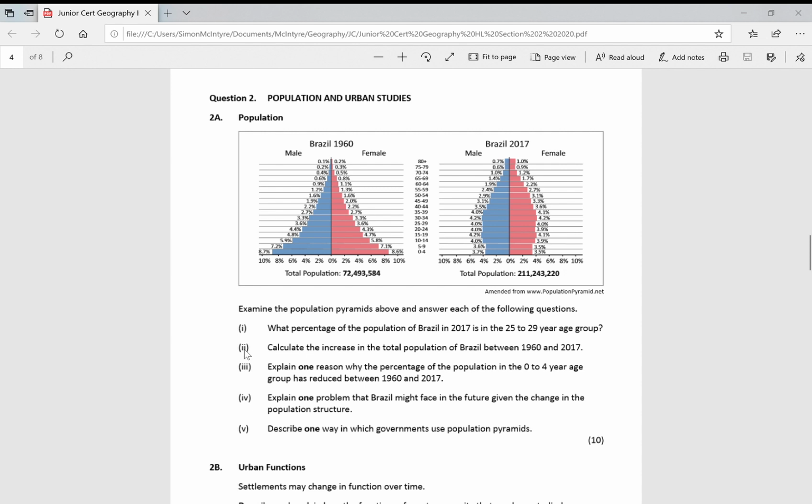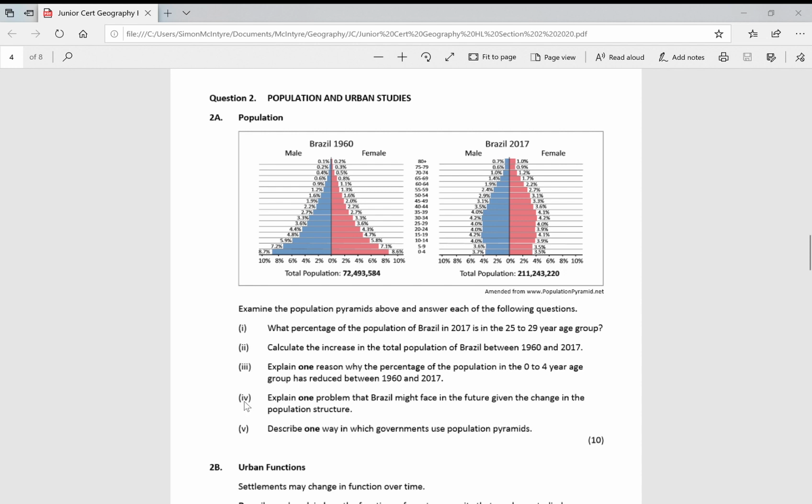Part 2, calculate the increase in the total population of Brazil between 1960 and 2017. Part 3, explain one reason why the percentage of the population in the 0 to 4 year age group has reduced between 1960 and 2017.